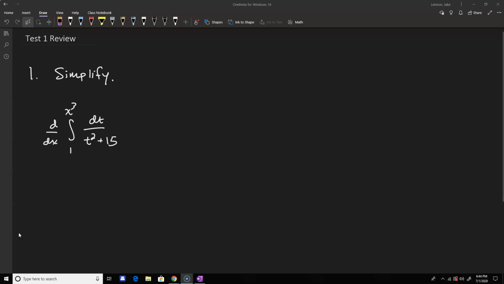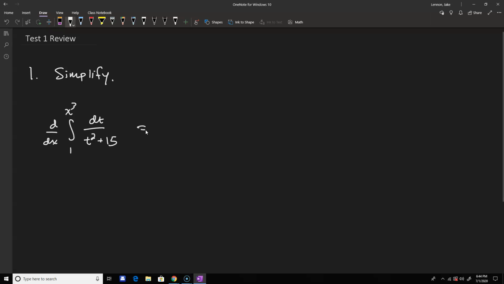So this first one focuses on the fundamental theorem of calculus part 1 that basically says that the derivative and integral are inverse operations. So for this one we're integrating from 1 to x cubed of dt over t squared plus 15. So basically what we do is we just replace the t by x cubed, but then we additionally have to multiply by the derivative of x cubed.